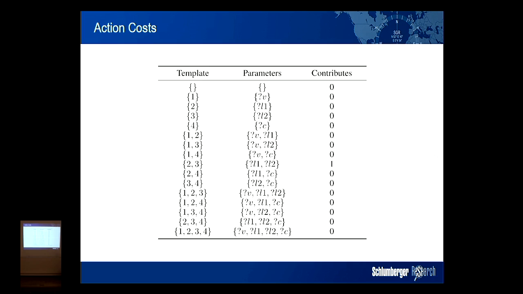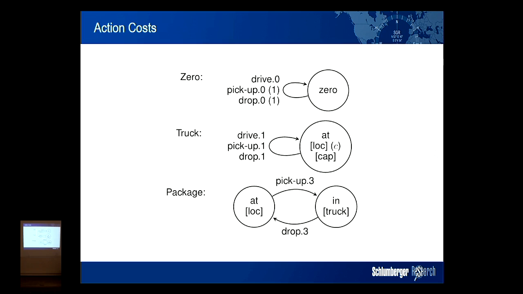Okay, so for the trucks domain, the cost is over the location from and location to, and we can see in this kind of table that we've got a 1 in our contribution column for the parameters set 2 and 3, which is the first and second location. Okay, so you can see we've annotated these state machines, so pick up and drop cost 1 unit, and the location parameter, which is the thing in square brackets, has this C value, which is the cost of transitioning from one value to the next.